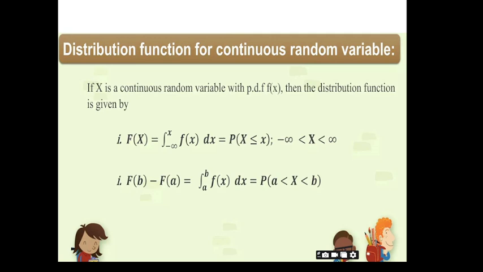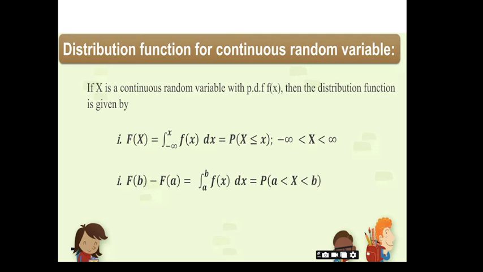Then next we see the distribution function for a continuous random variable. So far we have seen the discrete random variables. Here is the distribution function for a continuous random variable. Capital F of x equal to the integral from minus infinity to x of f of x dx, which is equal to P of X less than or equal to x, where this capital X lies between minus infinity to infinity.